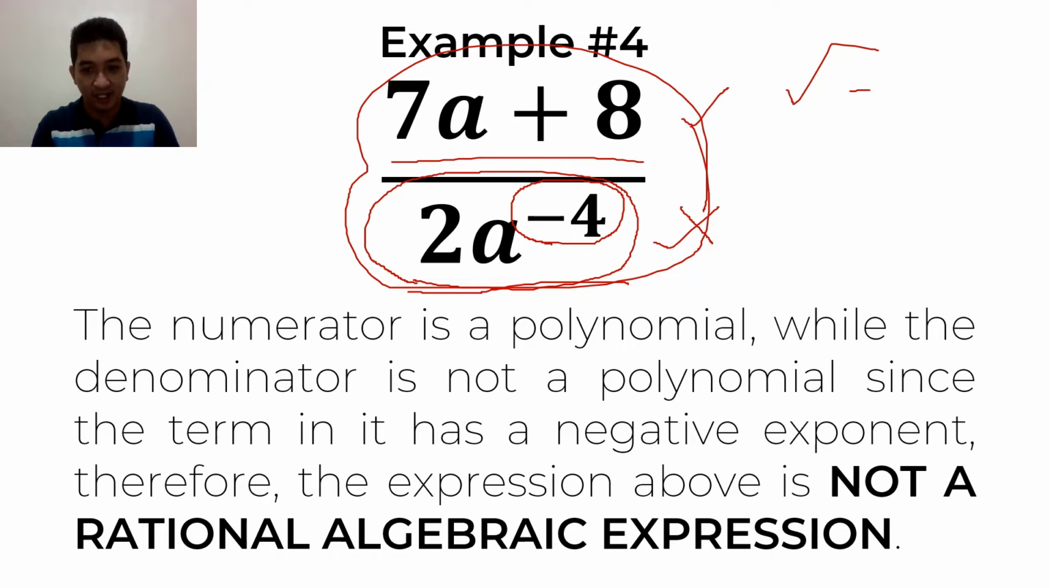As simple as that. Sir, bakit nga po ulit naguluhan ako? Bakit po hindi siya rational algebraic expression? Una, tingnan ng numerator, yung expression sa taas. May nakikita ka bang square root? May negative exponent ba? Wala po. Check. Tingnan mo yung baba. May nakikita ka bang radical sign or square root? Wala po. May negative exponent po? Meron po. Meaning, pag may nakita ka ng ganun, hindi na kagad siya rational algebraic expression. Okay?